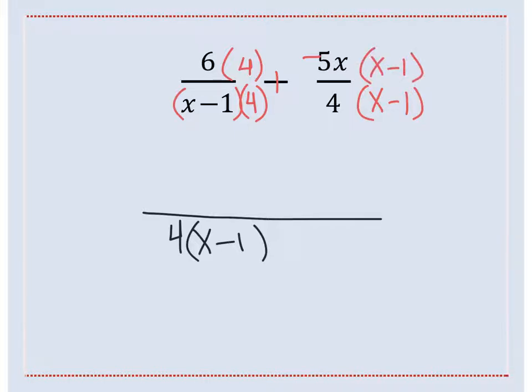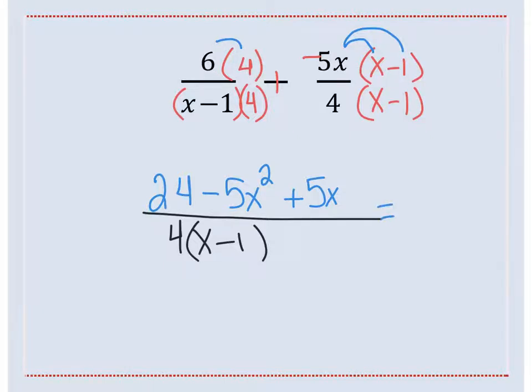I'm going to go ahead and distribute on my numerators. I have 6 times 4. Now I have a negative 5x times x. I get negative 5x squared. Negative 5x times negative 1 is positive 5x. I'm going to go ahead and rewrite this in the correct order.